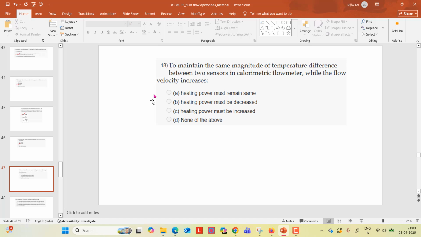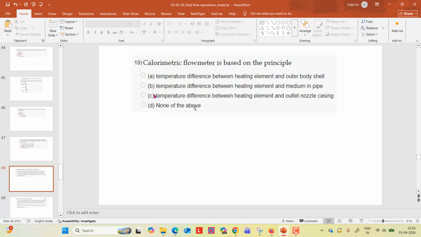So heating power must be increased to maintain the same magnitude of the temperature difference between two sensors, while the velocity increases. A calorimetric flow meter is based on the principle of temperature difference between the element and the medium in the pipe.